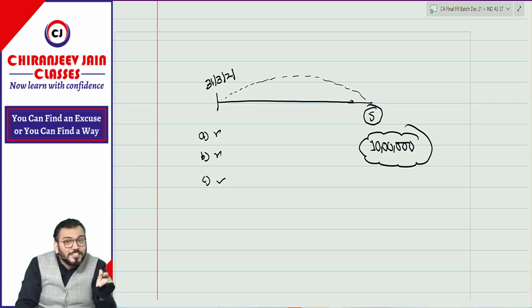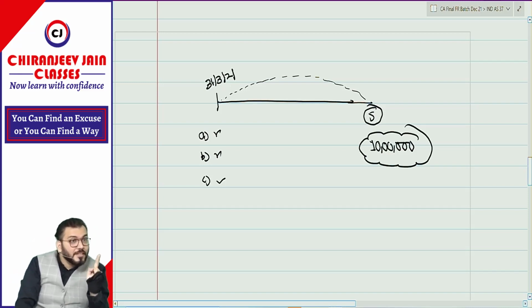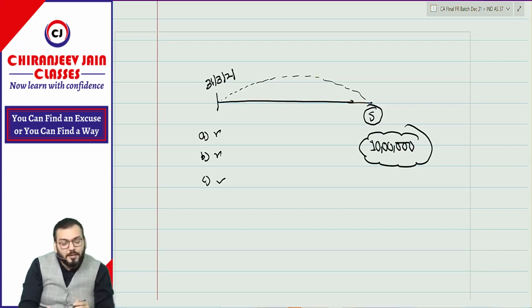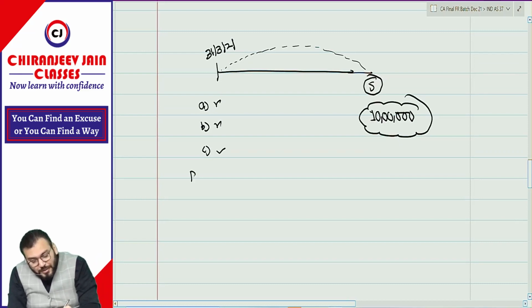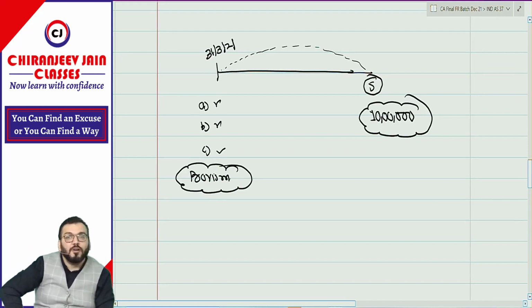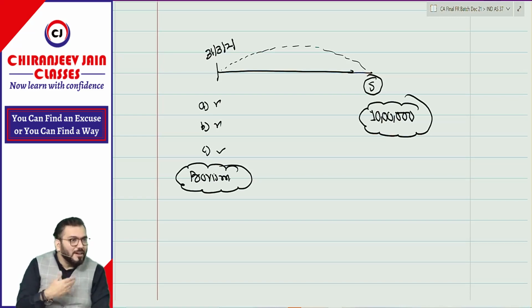What is the reporting date? 31st March 2021. But the 10 lakh is not payable on 31st March 2021; it is payable at the end of the 5th year. My question is, we will recognize a provision here. What should the provision amount be? 10 lakh or not 10 lakh? Are you able to understand what I am saying?